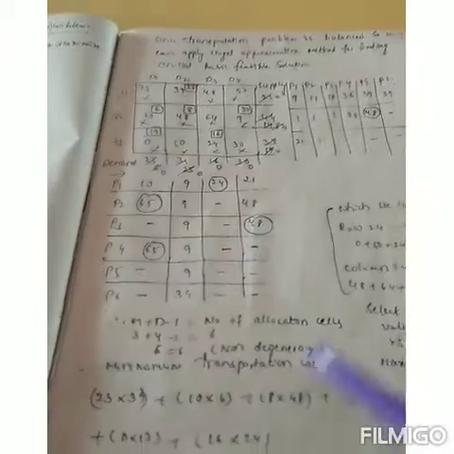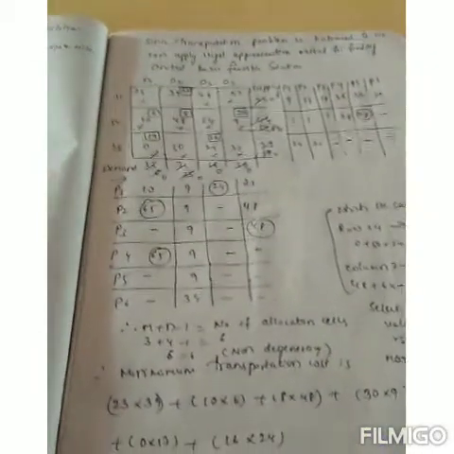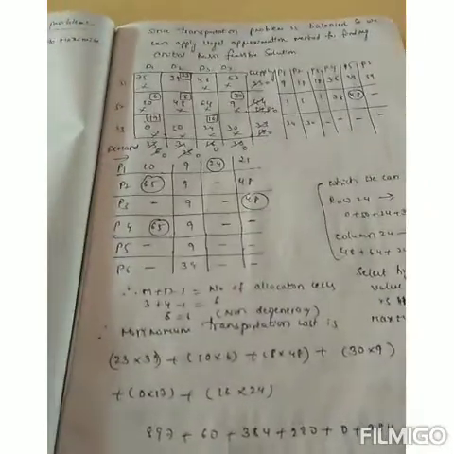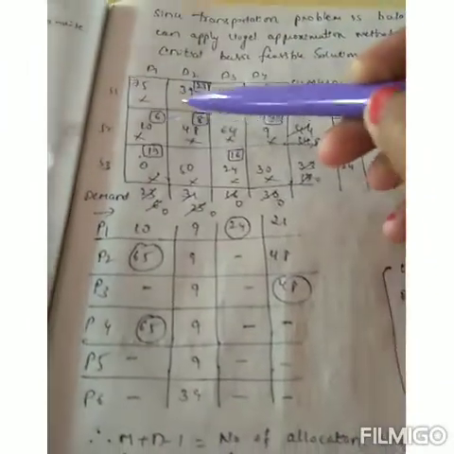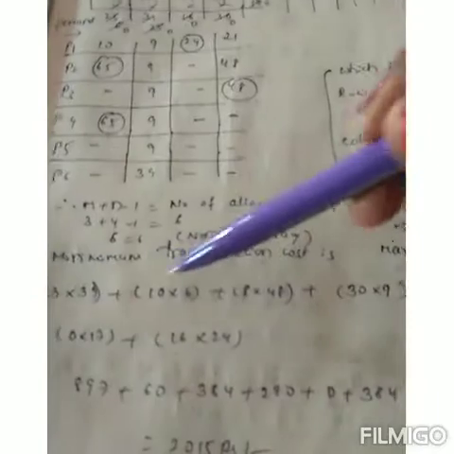Now we are going to find out the non-degeneracy. How can you find out the non-degeneracy? m plus n minus 1 should be equal to the number of allocation cells. Here the number of rows is 3 and the number of columns is 4. 4 plus 3 is 7, minus 1 is 6, and the number of allocation cells is 1, 2, 3, 4, 5, 6. So 6 is equal to 6. Our solution is non-degenerate.